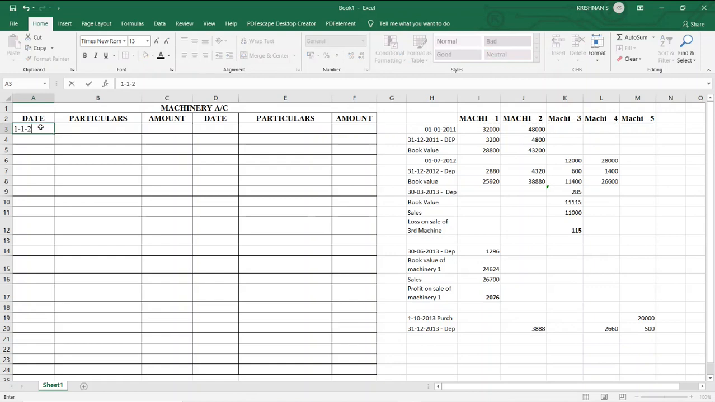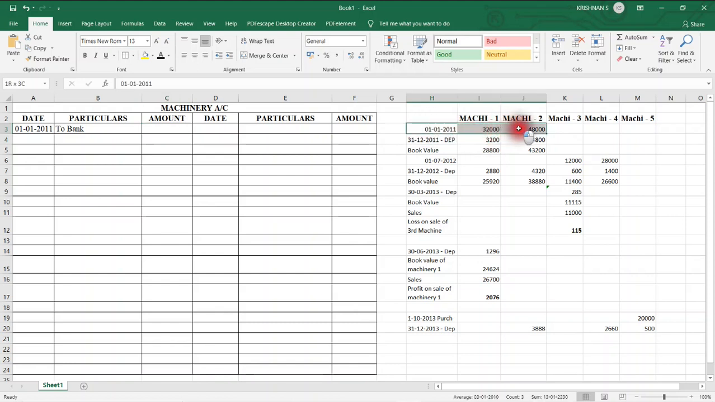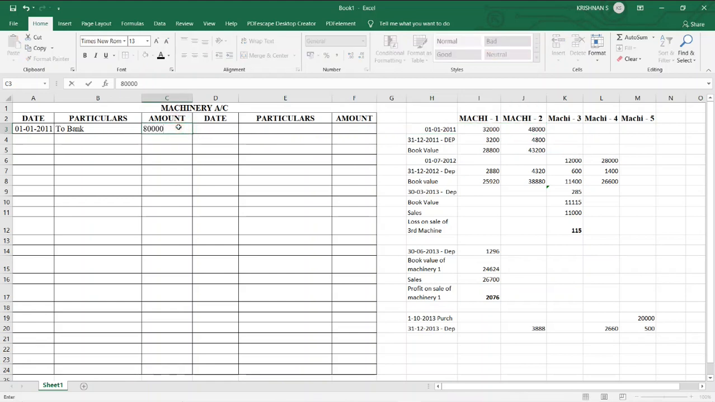On 1/1/2011 they purchased machinery, so to bank account, they purchased machinery on 1/1/2011 for 80,000. So we can enter the entire 80,000 here. Then here, 31st/12/2011, by depreciation. So we can calculate the total depreciation, and make the total equal. So 80,000 we get.